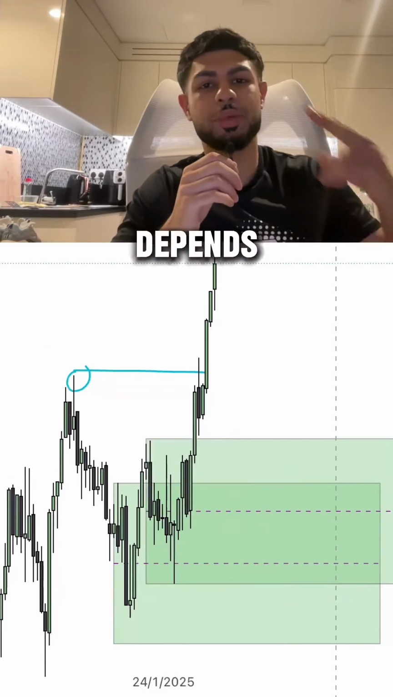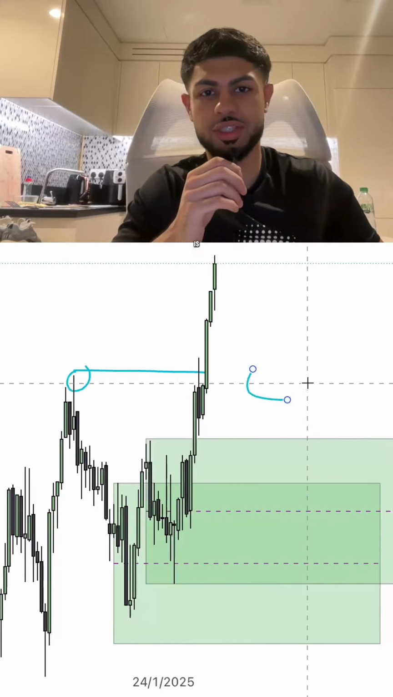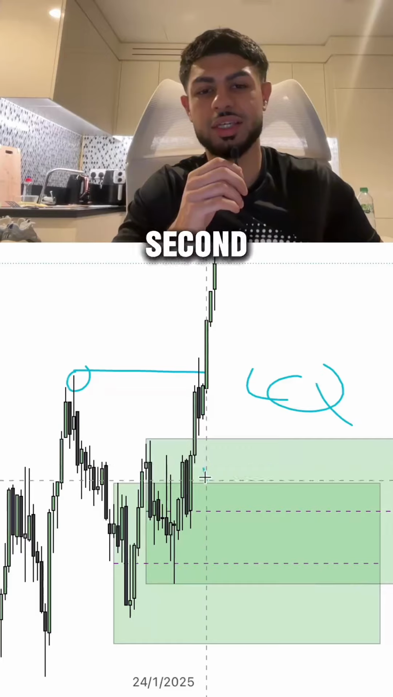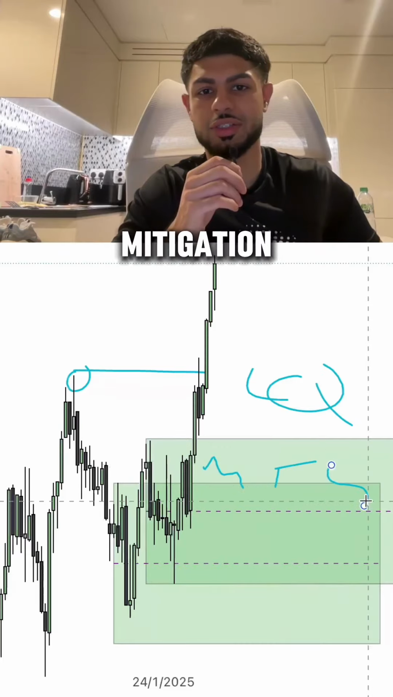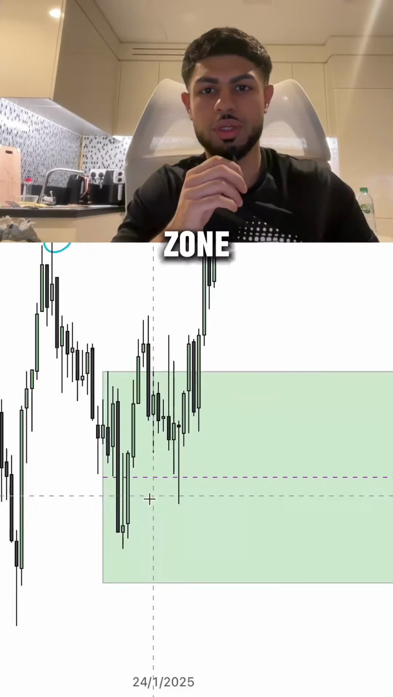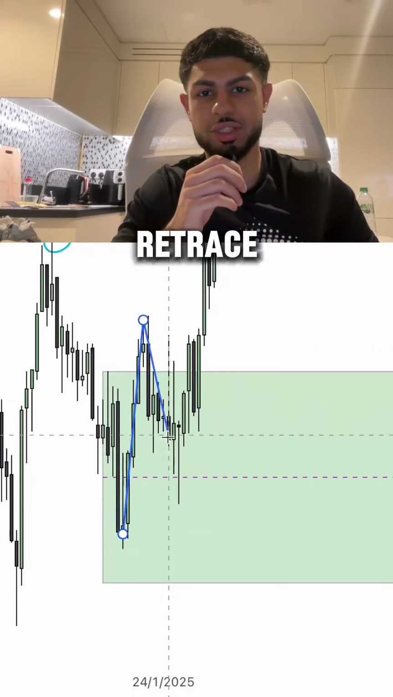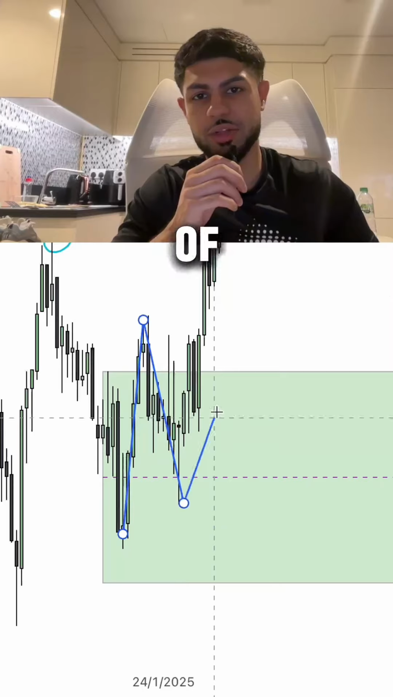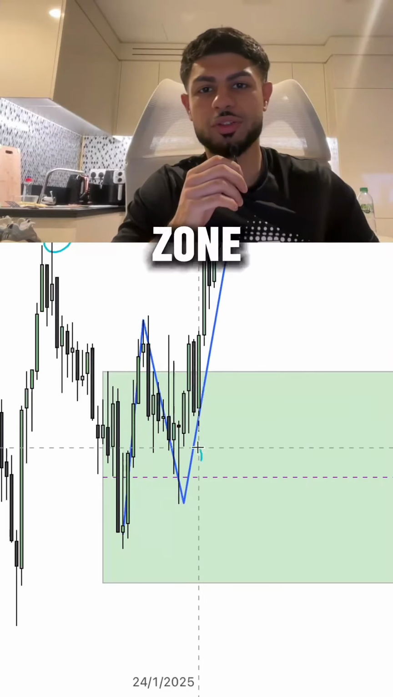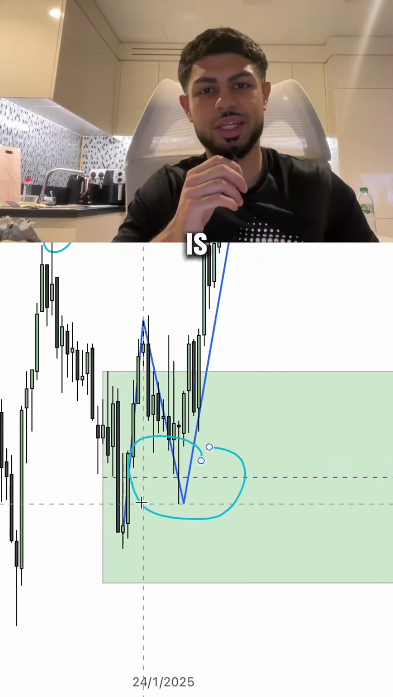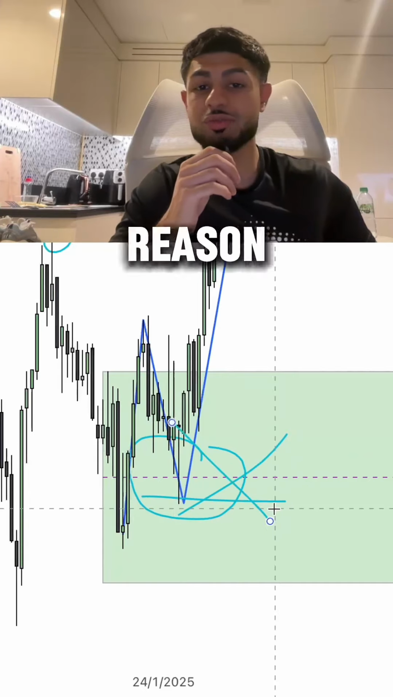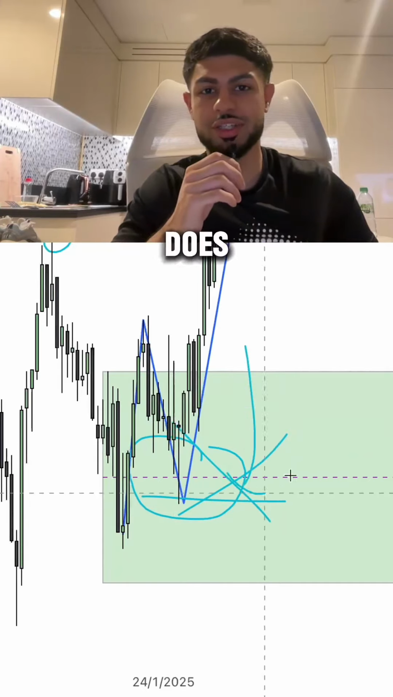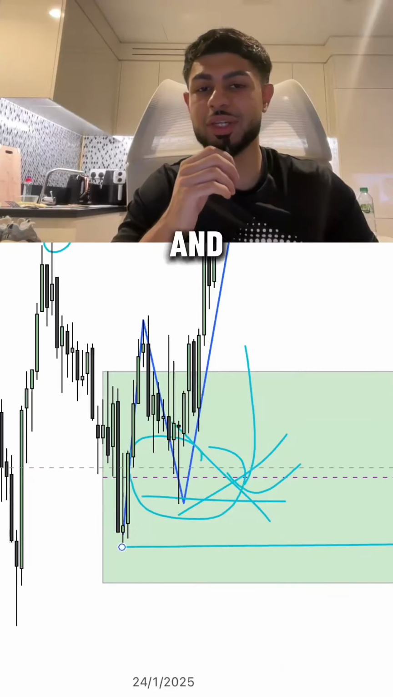Well, you see, that depends on two things. The first thing is liquidity and the second thing is mitigation. Let's focus on this first demand zone. Can we see price broke it, retraced all the way beyond 50% of it and moved up? All the demand zone orders here have been filled and there is no liquidity to sweep. There's no reason for price to return to here. If it does, it's likely going to take out this low and get a change of character.